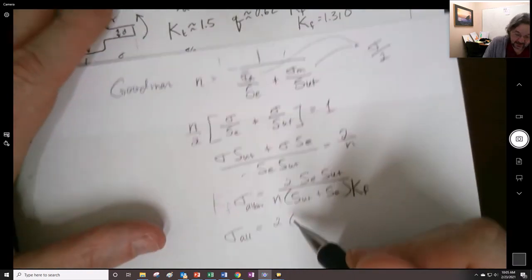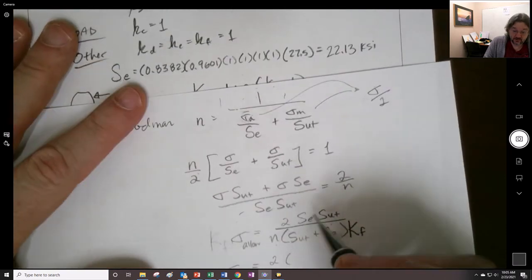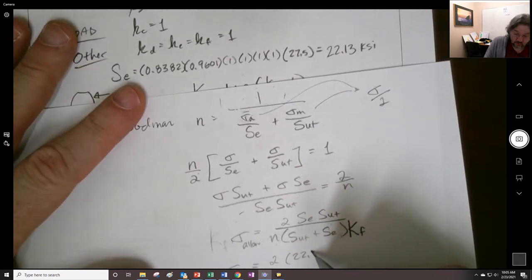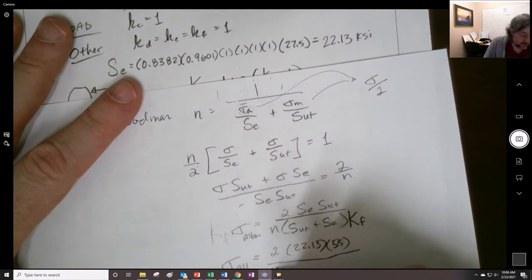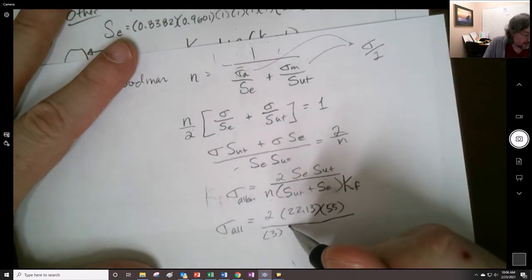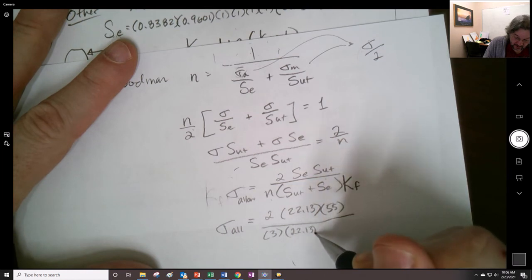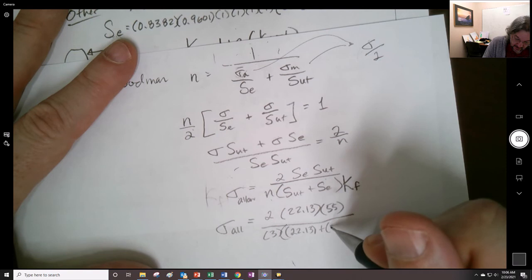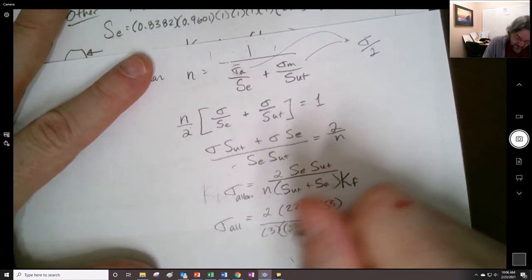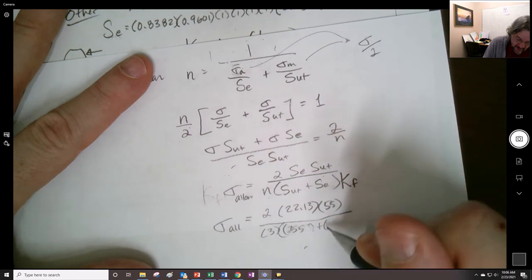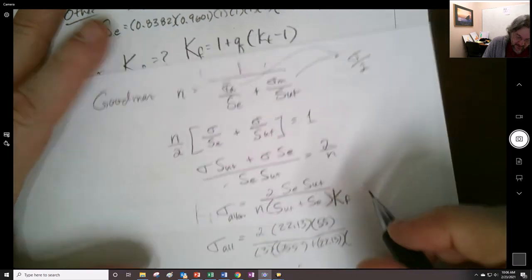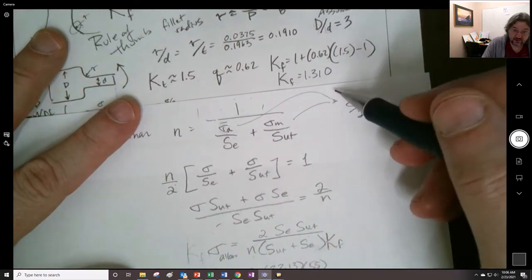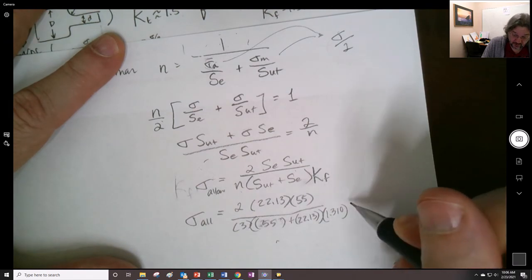My SE was 22.13. My SUT was 55. My safety factor was 3. I got my 22.13. Oh, need to add that in there. And that should have been 55 right there. I guess it didn't matter, but I put it in there anyway. 55, 22.13, and then my stress concentration was 1.310.